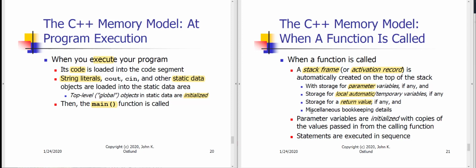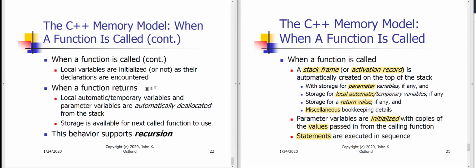And then there will be miscellaneous other things like the location in memory where the code should jump back to continue, and so on. Now, parameters, once this stack frame has been created, are initialized with copies of the values that are passed in. Remember that C++ by default is doing call by value. We're passing copies of values in. The argument values become the initial values of the parameters. And then the statements in the function are simply executed from top to bottom. Some of those statements within the function may be local variable declarations. And so those are created and possibly initialized if an initial value has been given.